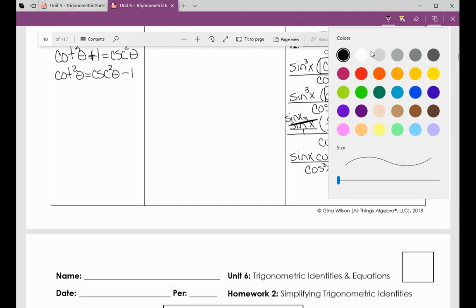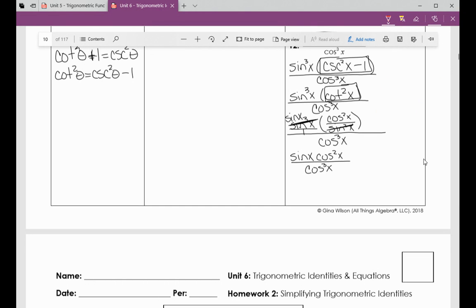What could cancel? Give you a hint. These two cosines, it's all multiplication and division, right? There's no addition, no subtraction. So these two cosines will knock that down to just cosine x. So now I am left with sine x over cosine x, which is equivalent to tangent.